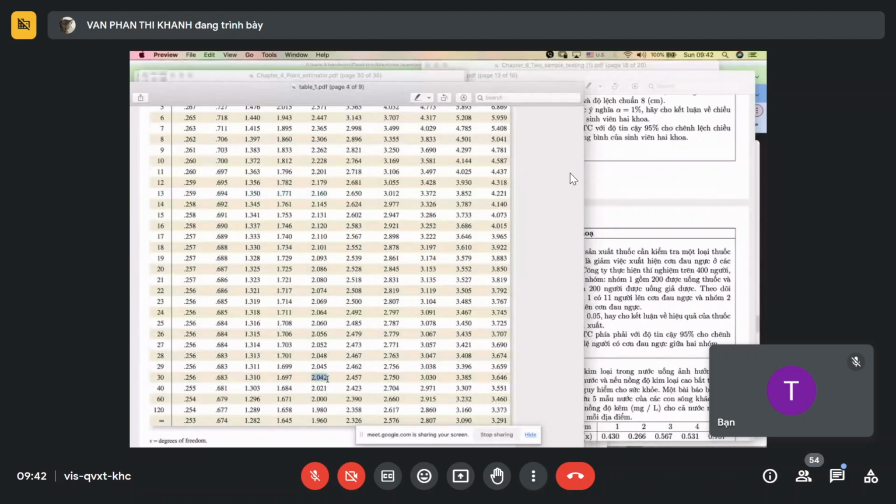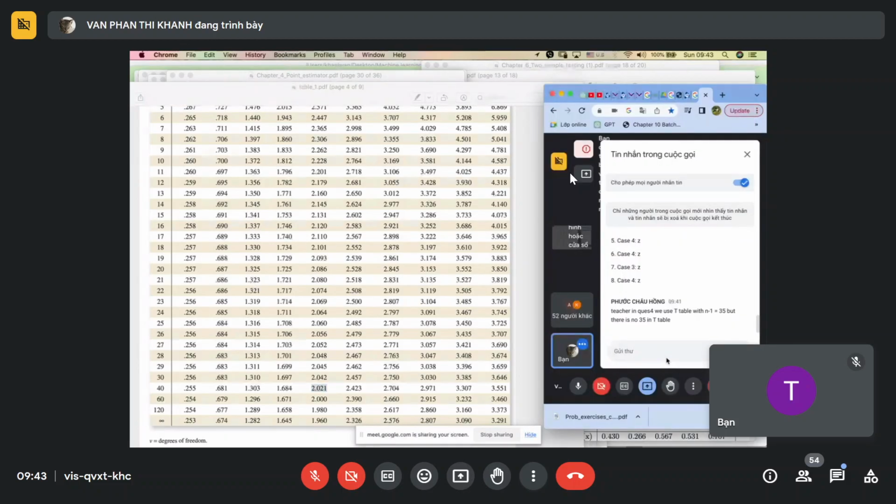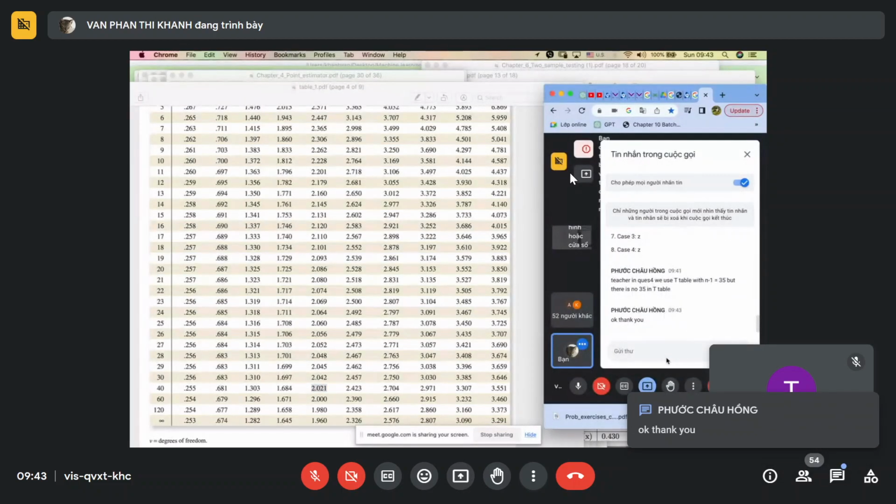Of course, in this case, we will have error because we don't have the exact value, right? You can use 2.042 or you can choose 2.021. Or in this special case, you can find the average value of these two numbers. So you take 2.042 plus 2.021 and you divide by 2. Phước, you got it? So in this case, we accept error, because in the table it's not given.